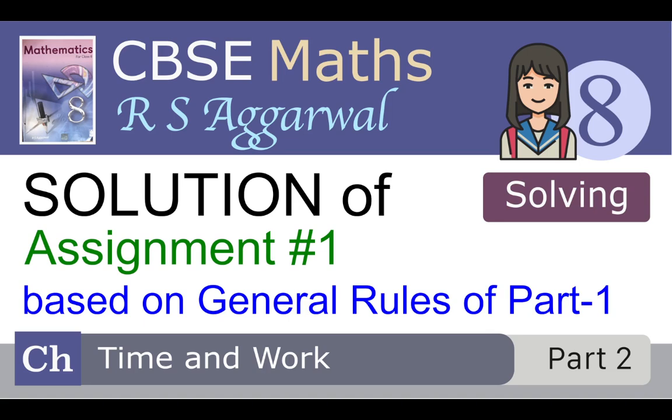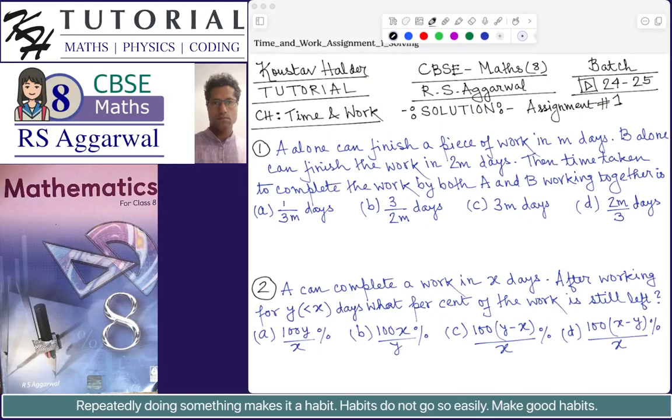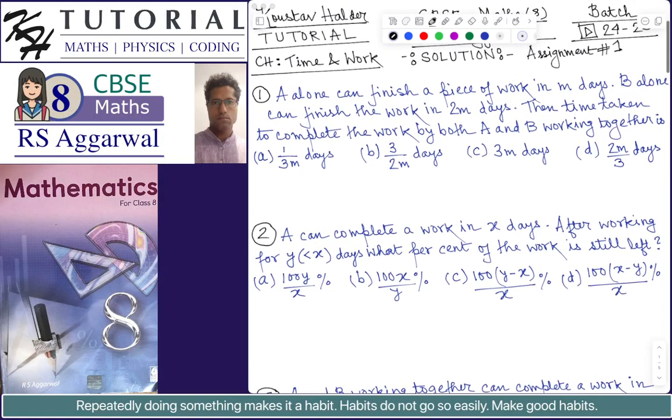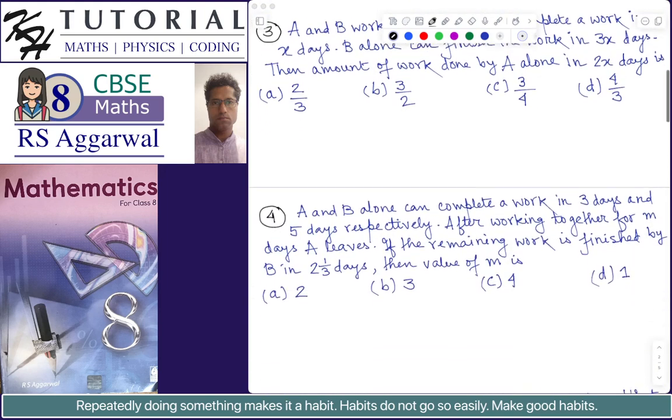So let's get started in the solution of problems of assignment number 1 on the chapter of time and work based on the general rules. Okay, so I have the problems written down. These are the problems that I gave as part of the assignment number 1. There are 10 questions, and most of them are MCQ, that is multiple choice questions where one choice will be correct, and few questions are fill in the blanks.